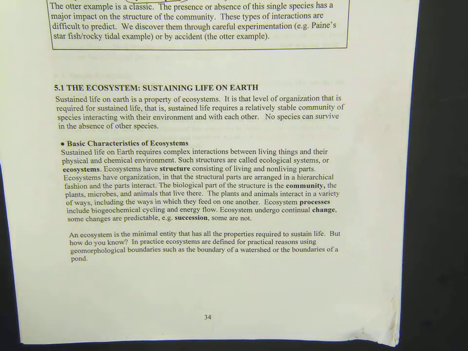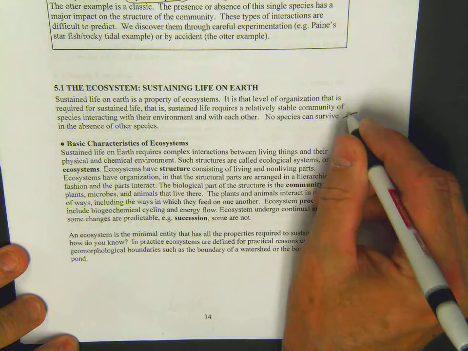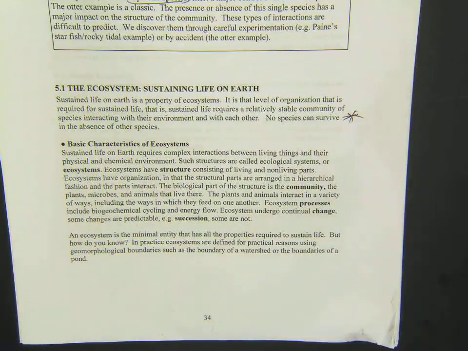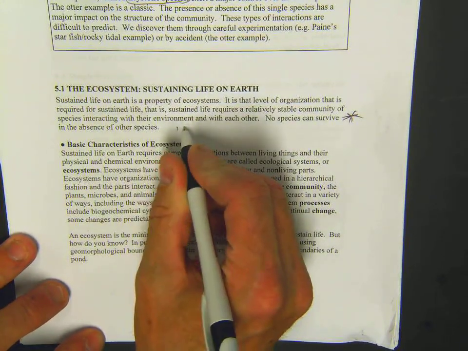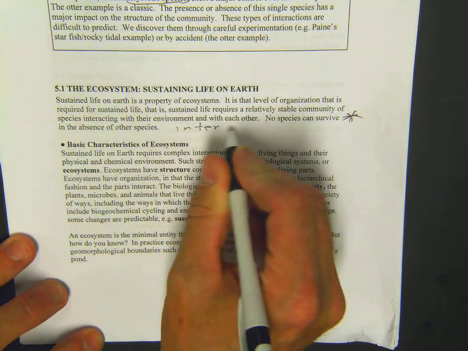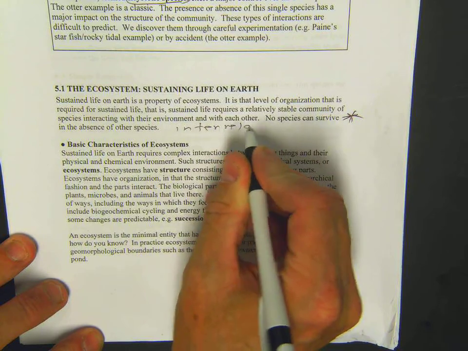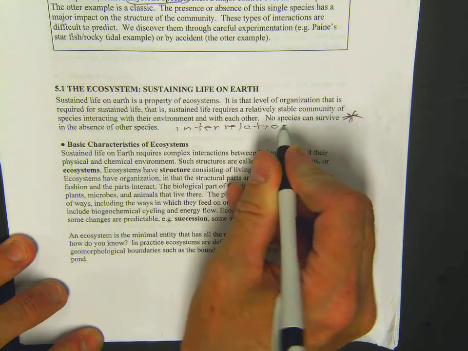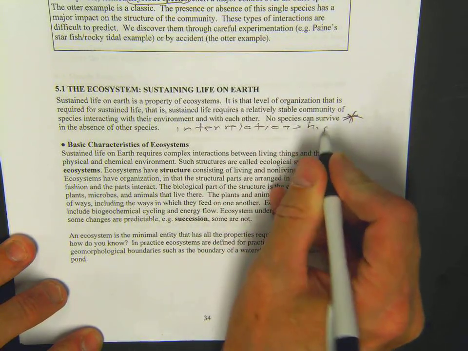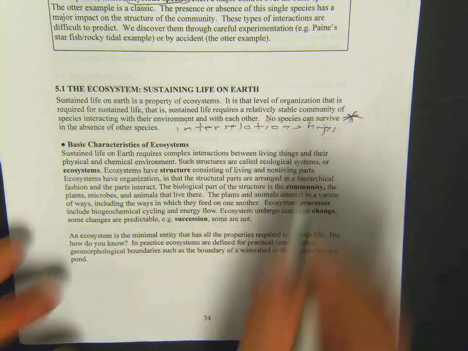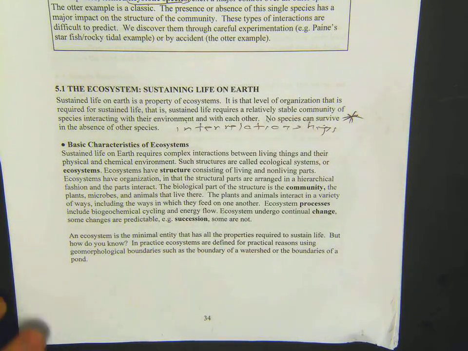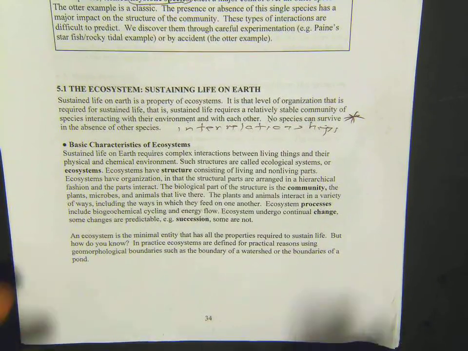And then in terms of some of the characteristics, you can see sustained life on Earth is a property of ecosystems. This is a key aspect here. No species can survive in the absence of other species. So there's definitely some interrelationships there with species, which are really critical in an ecosystem. All right. Now, in terms of some basic characteristics, let's talk through a few of these.